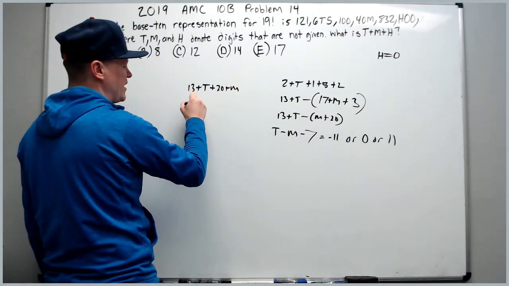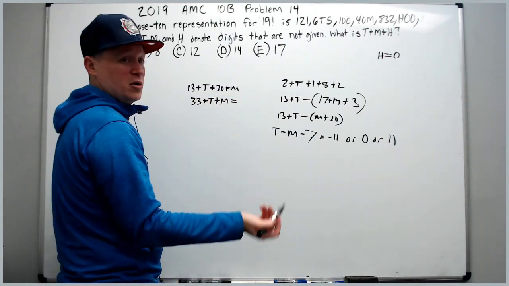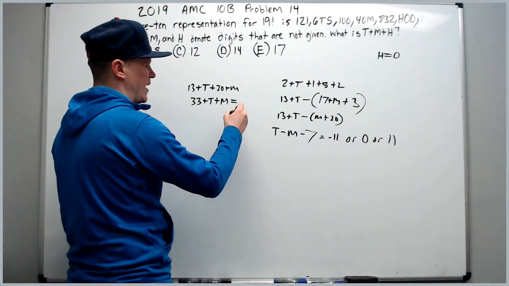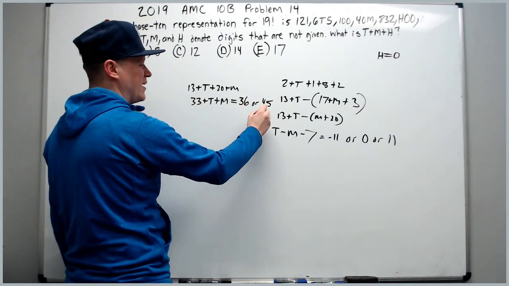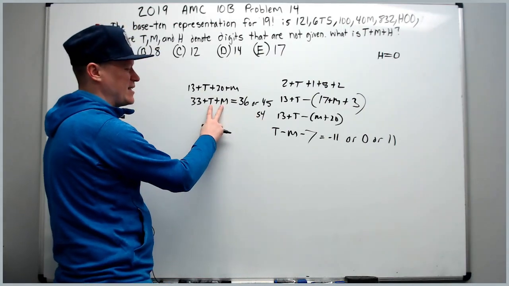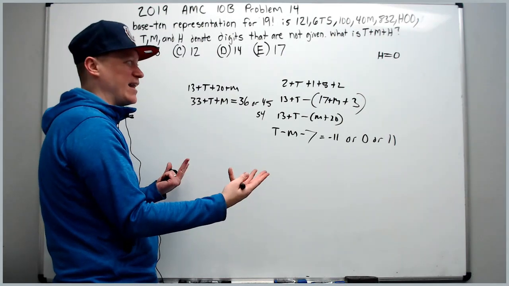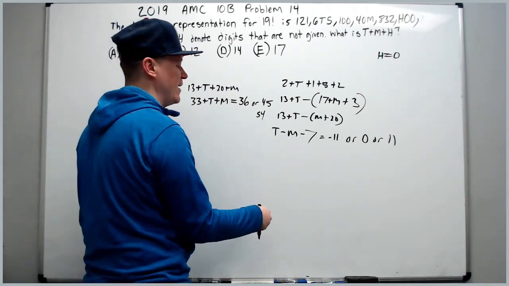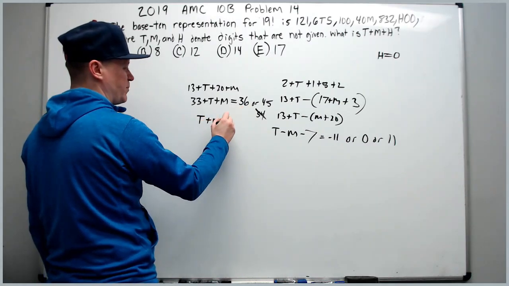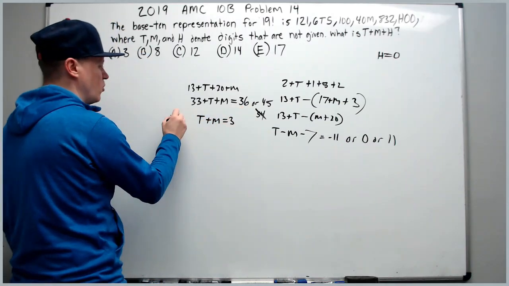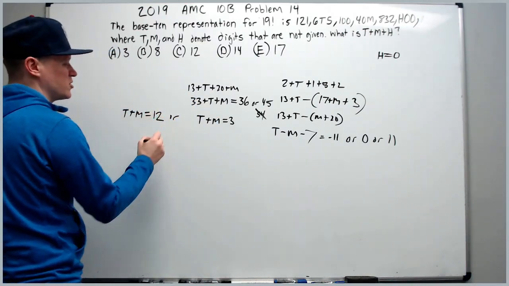So we get 33 plus t plus m needs to equal a multiple of 9. Now, our only options are going to be 36 or 45. Why can't 54 work? Because it would require t plus m to equal 21, and that would require a digit of like 10, and we don't have access to that in base 10. So no 54. If it's going to equal 36, you'll get that t plus m equals 3, or if it's equal to 45, t plus m will equal 12.